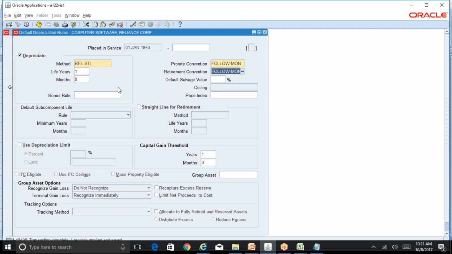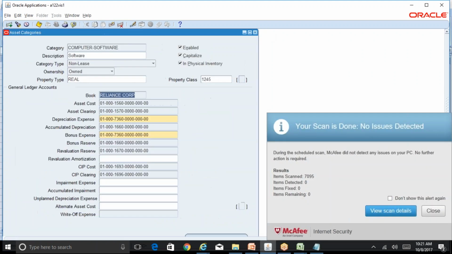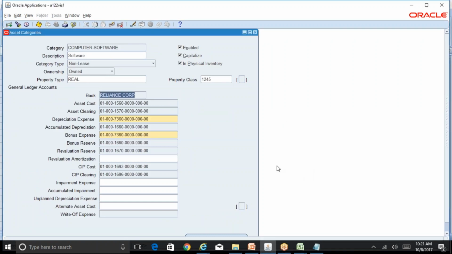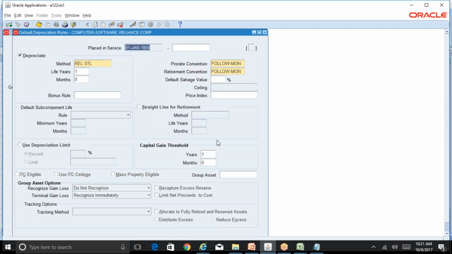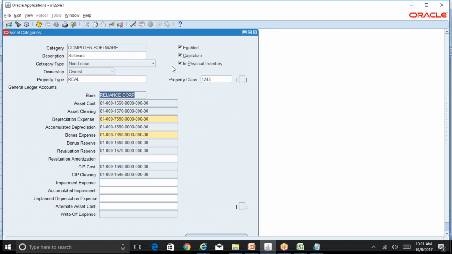Save this. Now we have one asset category wherein, for that particular asset category, we have completed the accounting part as well as the other parts. That is your default depreciation method and conventions. Now we should be able to add an asset for this particular category.